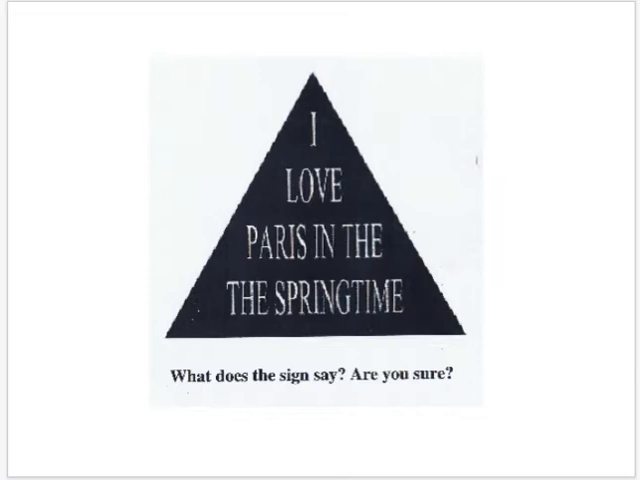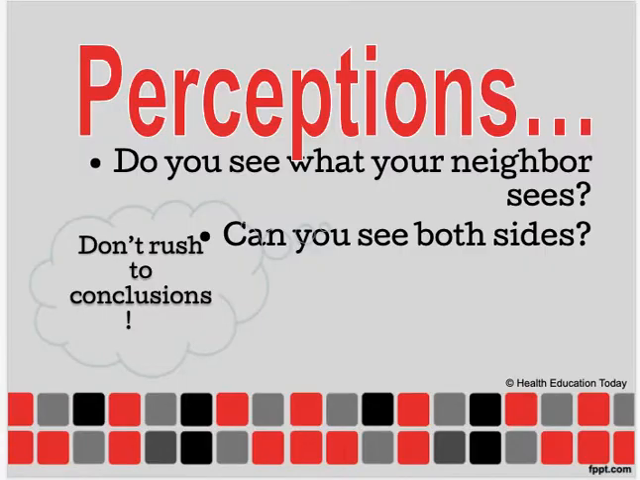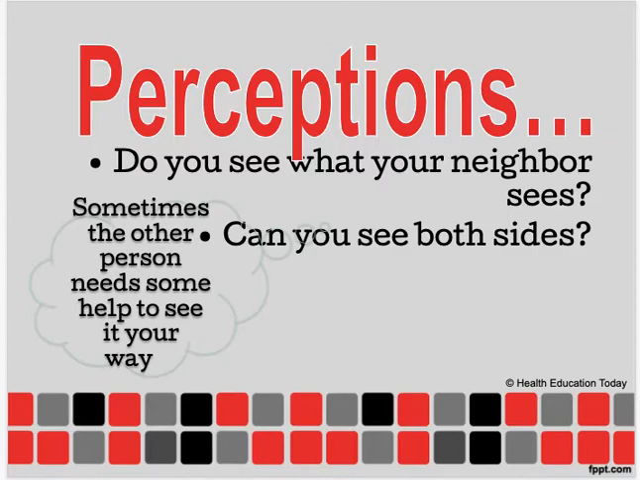What does the sign say? Don't rush to conclusions. How about this sign? What does this say? Does it say anything? How about when we outline it? Did you see that? Here it is again. Now you should be able to see it. We outline it with black, highlighted in red. Sometimes the other person needs some help to see it your way.